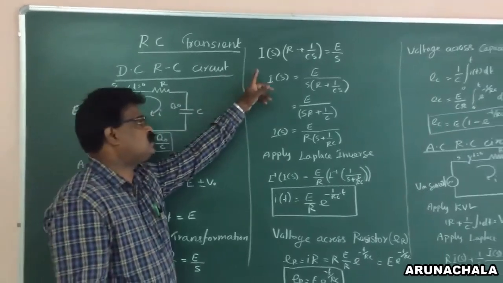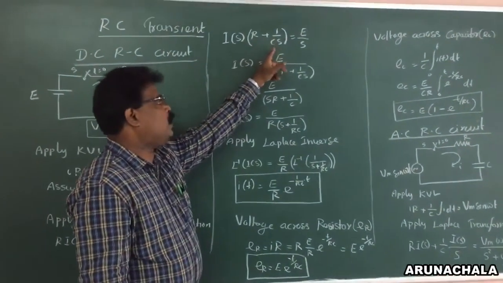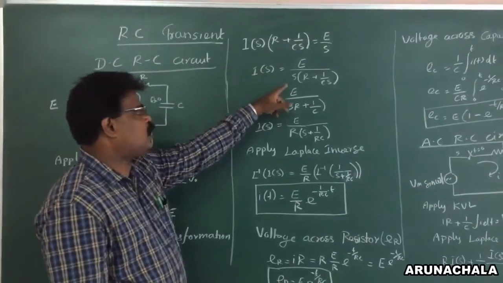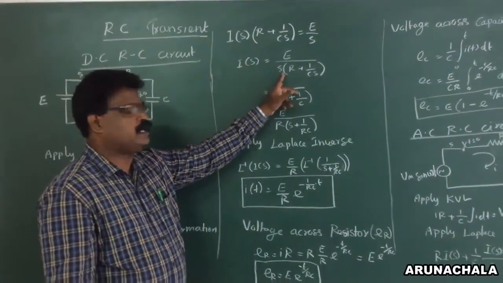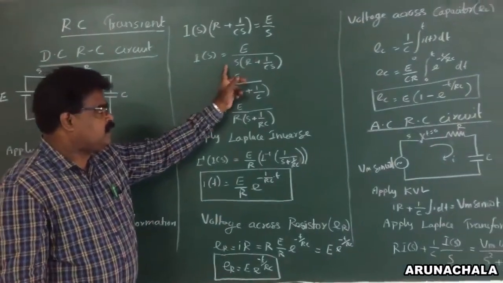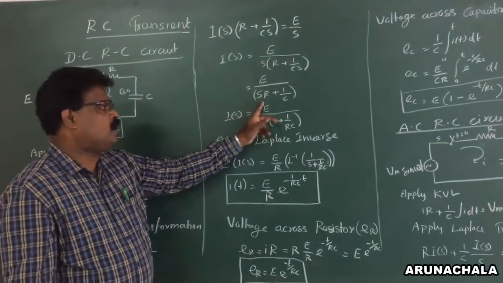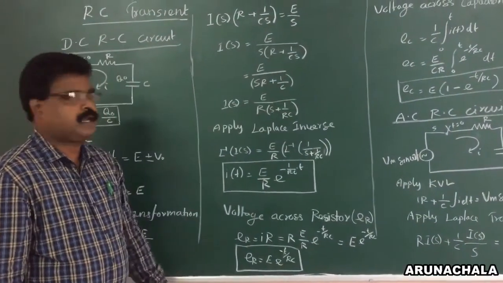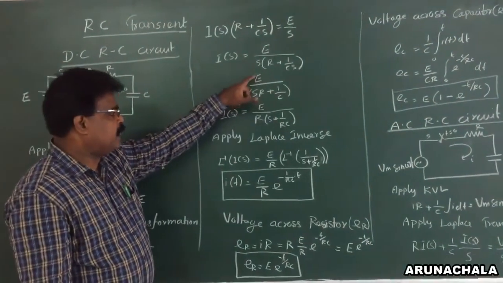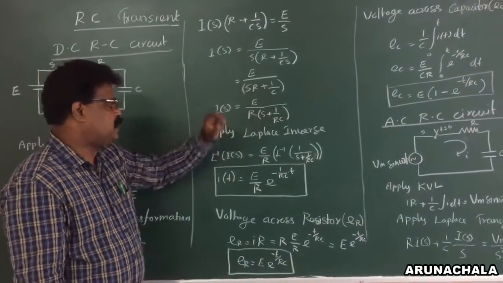Then you find I(s). You will get R plus 1 by Cs, that is equal to E by s. From this, I(s) is going to cross multiply: E divided by s into R plus 1 by Cs. Then you multiply with s. So s into R plus 1 by C. Right? In the denominator you will get s into R plus 1 by C. So E divided by s into R plus 1 by C.